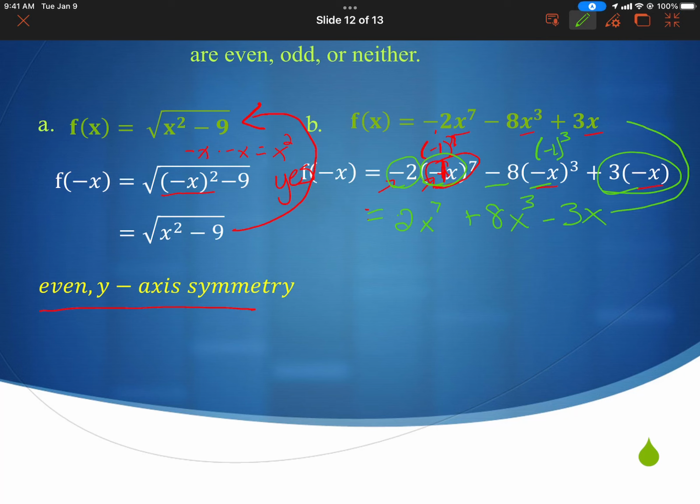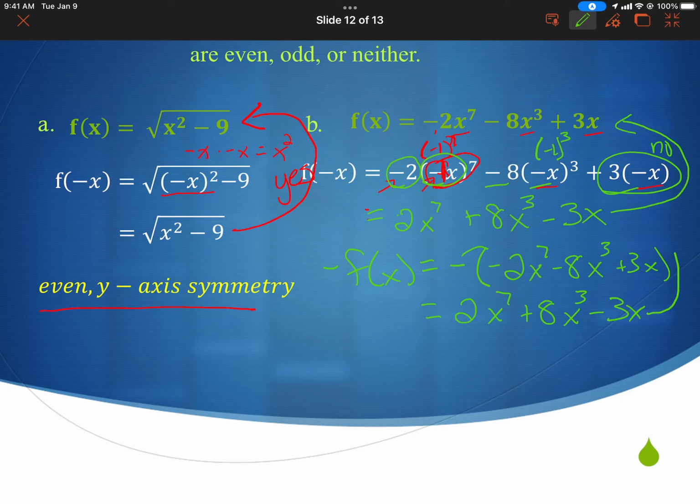Does it match the original? The answer is no. So now I need to find negative f of x. So when I find negative f of x, that means all I have to do, I'm taking negative, and then f of x goes in parentheses, negative 2x to the 7th minus 8x cubed plus 3x. So I have to distribute this negative into everything. So that would give me 2x to the 7th plus 8x cubed minus 3x.